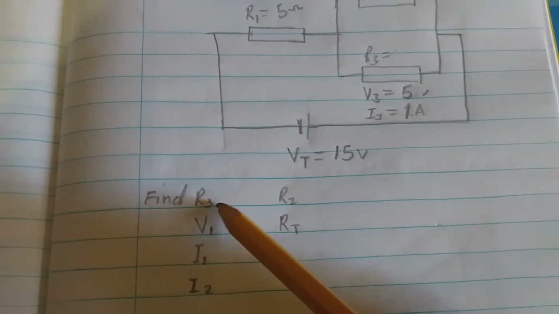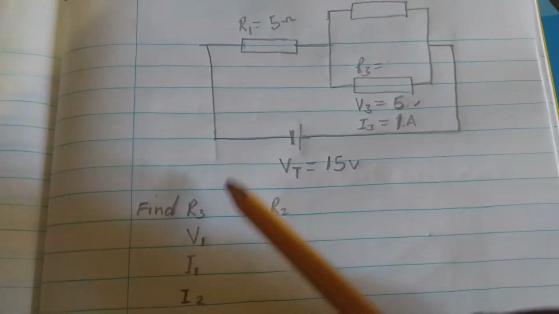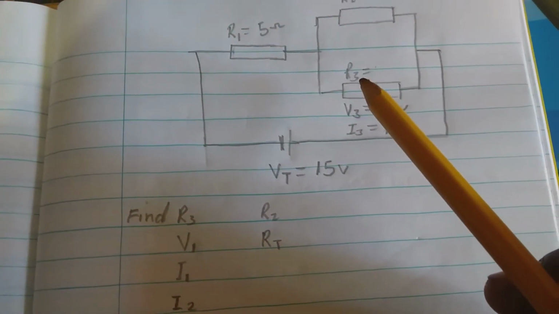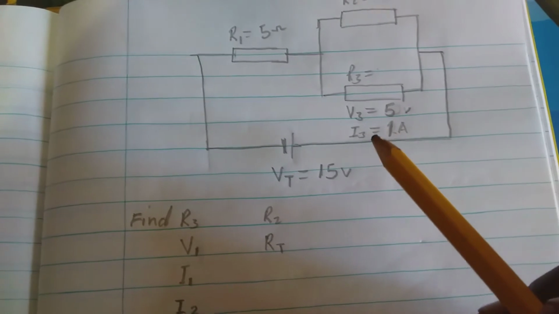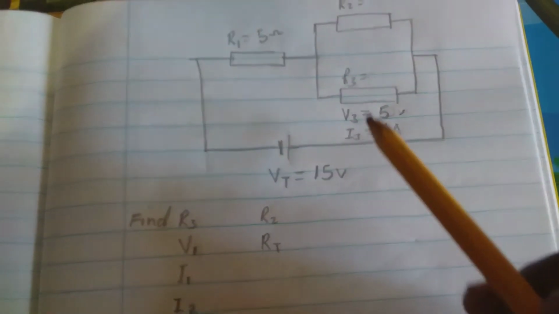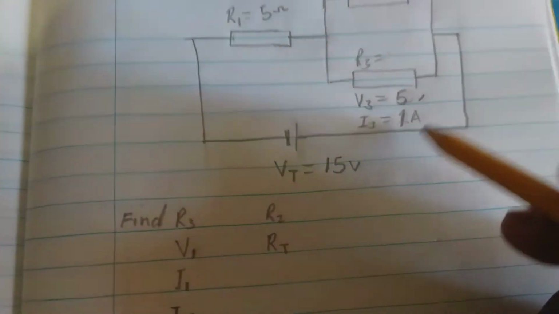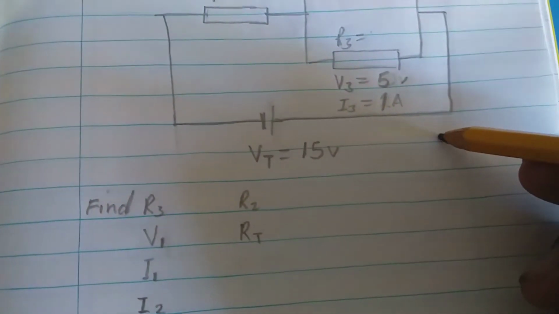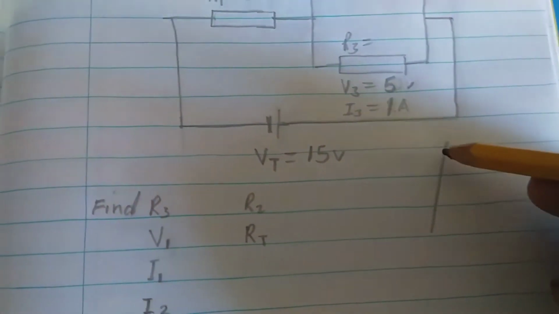Here it is required that we find R3. So here is R3. Now we have V3 and I3, so we can use V3 and I3 to find R3. And we're going to work using this triangle here.